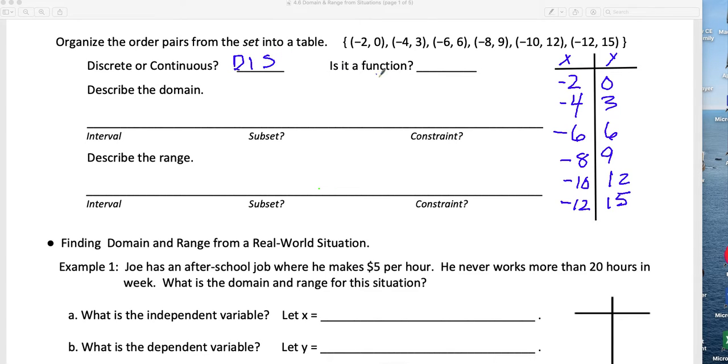Okay, is it a function? Does each input have one output? I don't have any repeats on the X's, so yes, it's going to be a function.